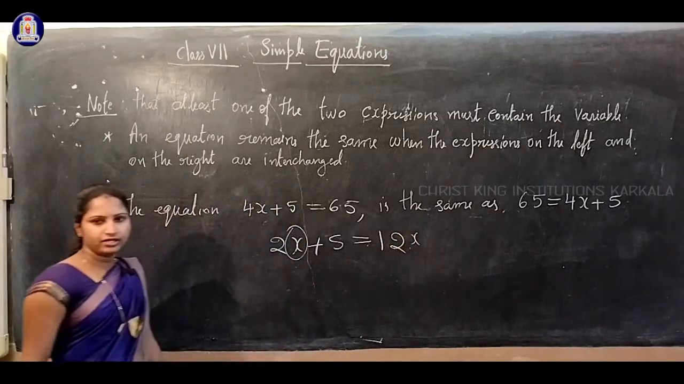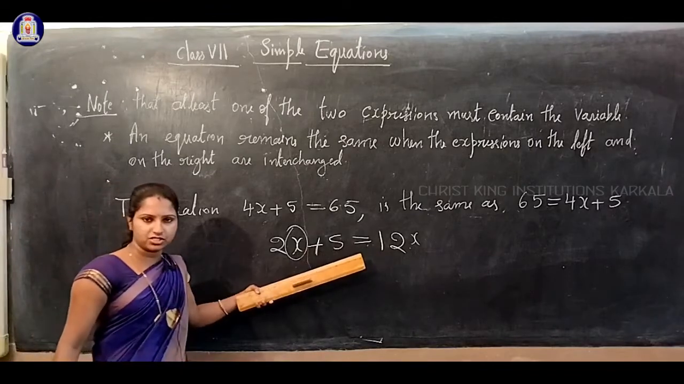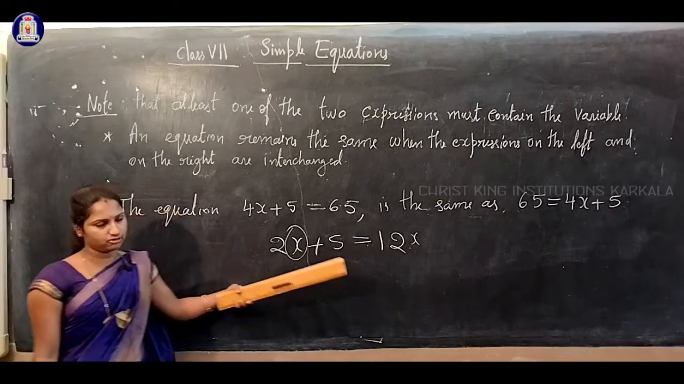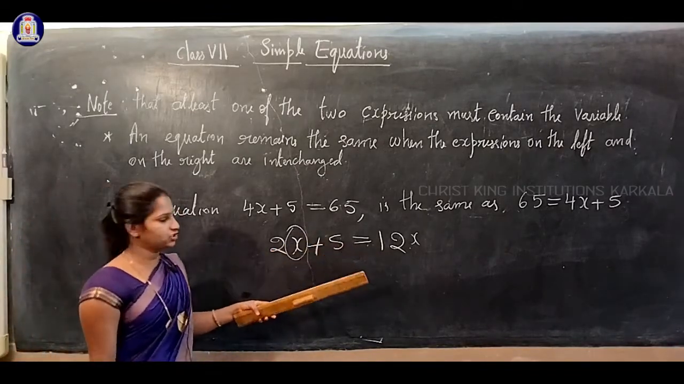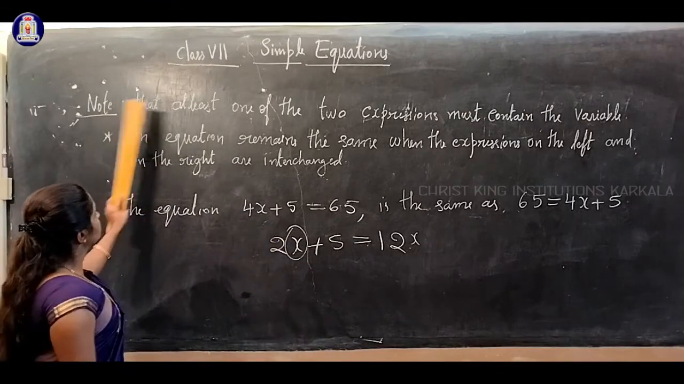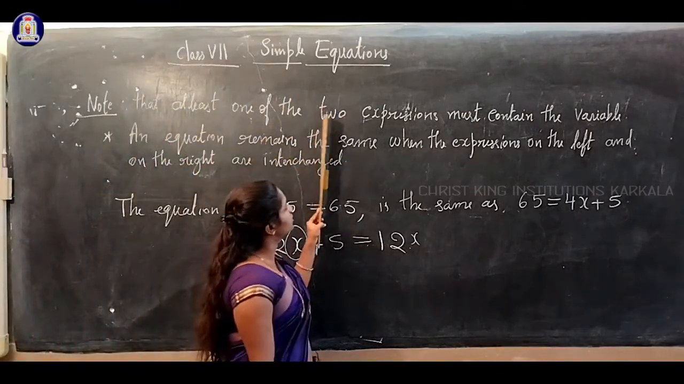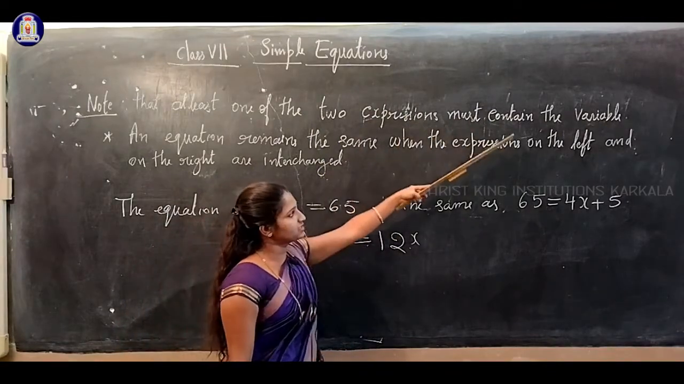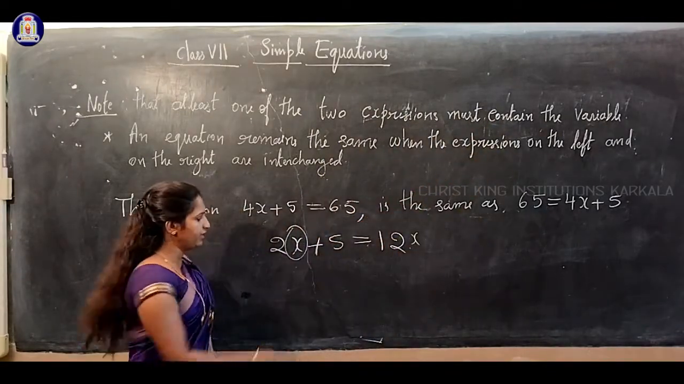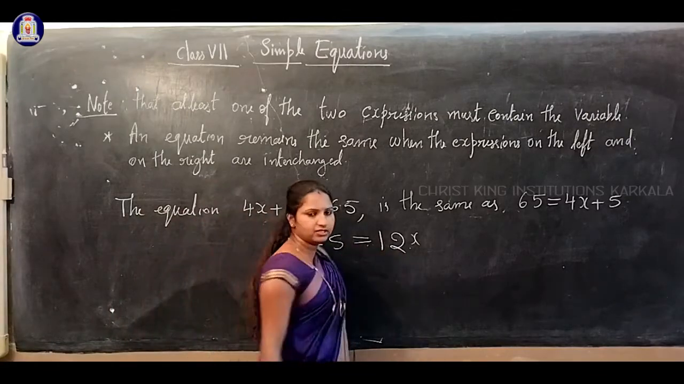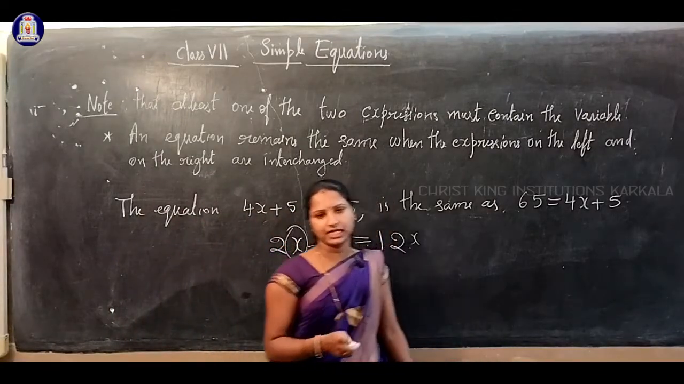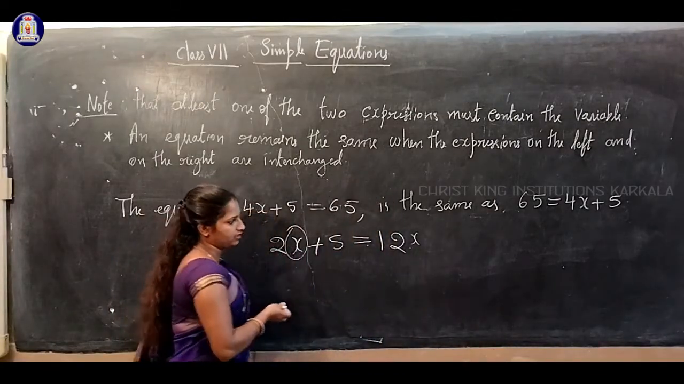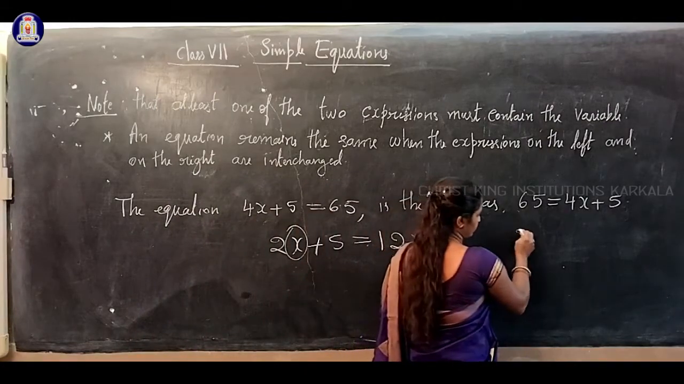So that is the example of a linear equation that you will learn in higher classes. So this is an equation. At least one of the two expressions must contain the variable. It may be in the left hand side or it may be in the right hand side. It must contain one variable. Clear? At least one variable on any side.